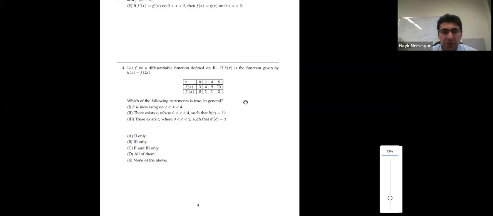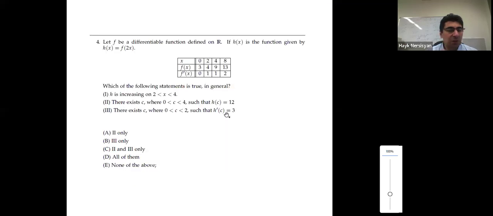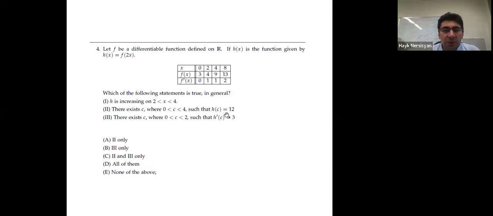Given a table from which we can learn values of function f and f prime, and then another function h is given, we should, from this table, find true statements. So the first statement is about h being increasing from 2 to 4.